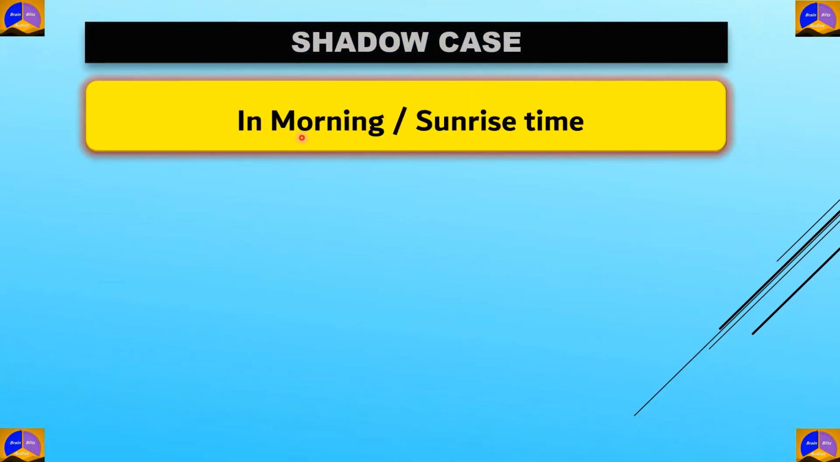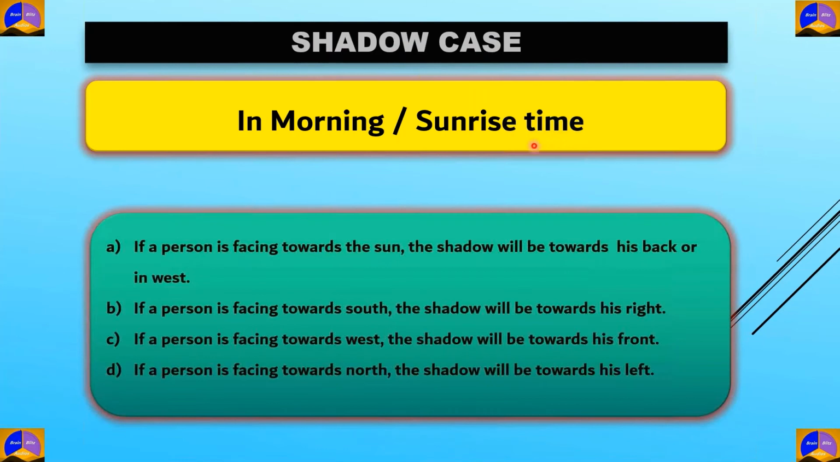Shadow case. In the morning or sunrise time: A. If a person is facing towards the sun or towards the east, the shadow will be towards his back or in the west. B. If a person is facing towards south, the shadow will be towards his right. C. If a person is facing towards west, the shadow will be towards his front. D. If a person is facing towards north, the shadow will be towards his left.